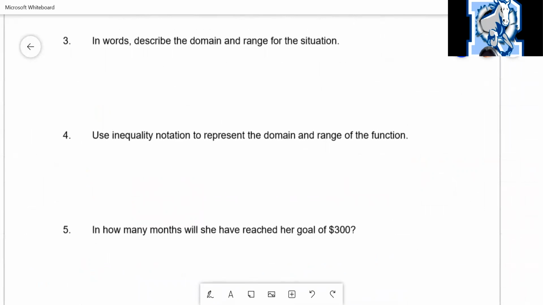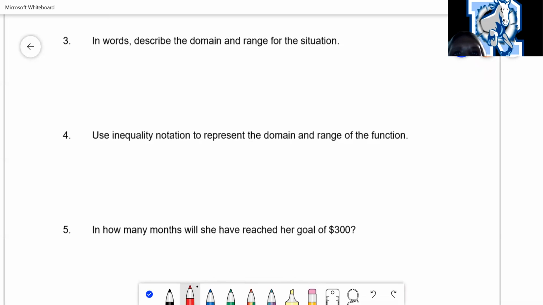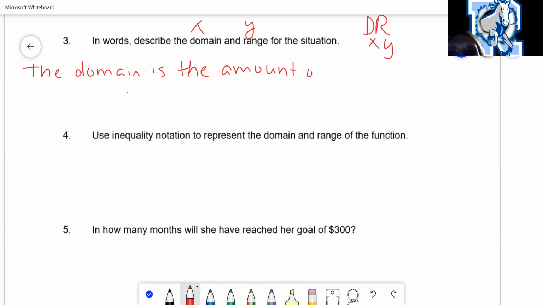It says, in words, describe the domain and range of the situation. Well, what you should have had, remember, domain is X, range is Y. Remember, doctor, X, Y. Okay? So now, the domain is the amount of months she has been saving.